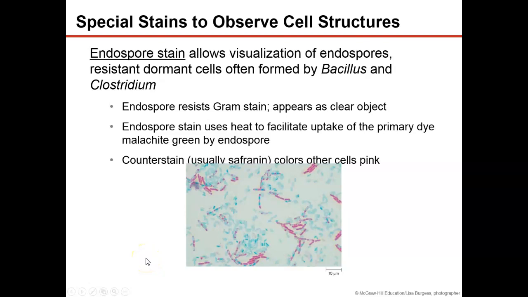The endospore stain, this is another special stain that allows us to identify cells that persist in the environment, known as endospores. So endospores don't stain very effectively, but the cells themselves will stain effectively. And so if you're doing a Gram stain, you will see these pink cells. Oftentimes the pink cells have clear spots inside of them. That's because they have endospores, because endospores don't really stain effectively.